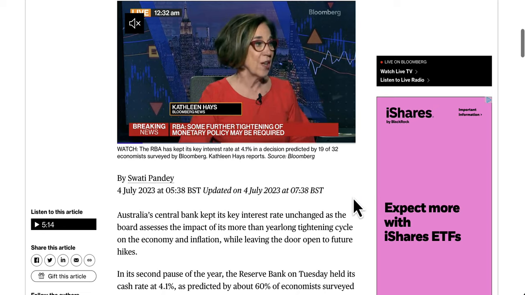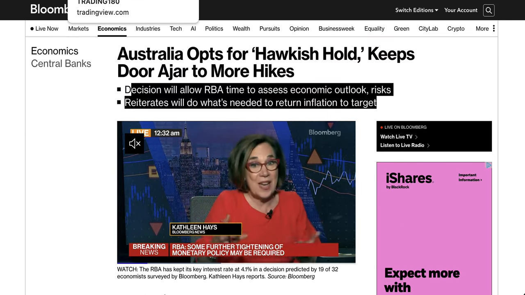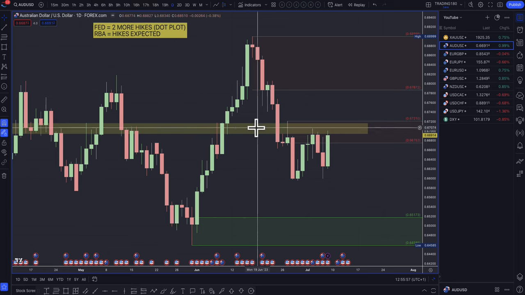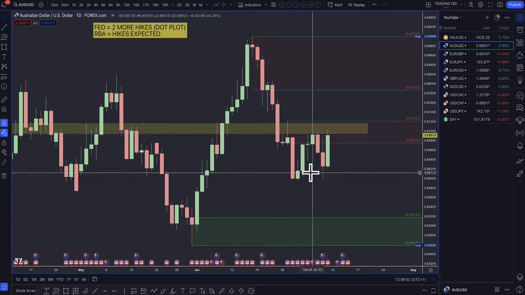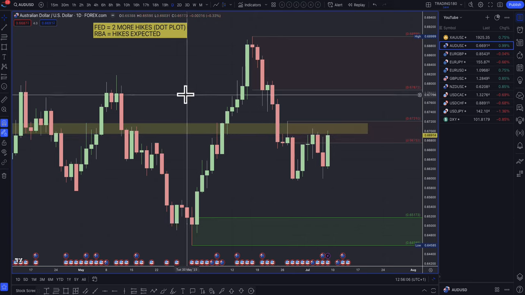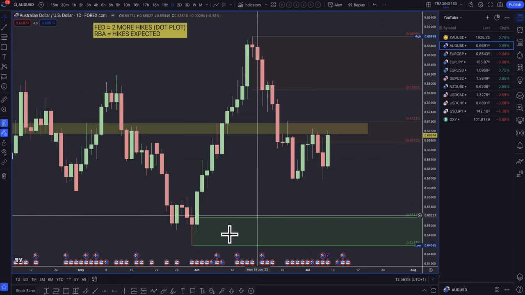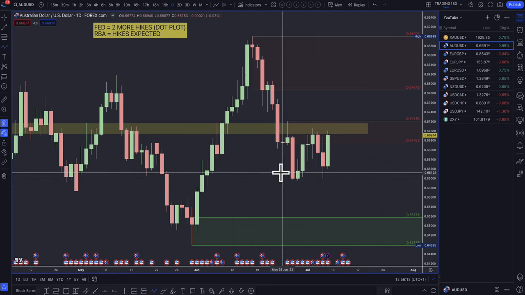So inflation is still high. They surprised the market by actually holding rates. I think the market was expecting a hike, but they decided to do another hold. So they held earlier in the year, then hiked again, then they're holding again to see the effect of rate hikes on the economy. But it was seen as a hawkish hold, as they were still quite hawkish in their narrative.